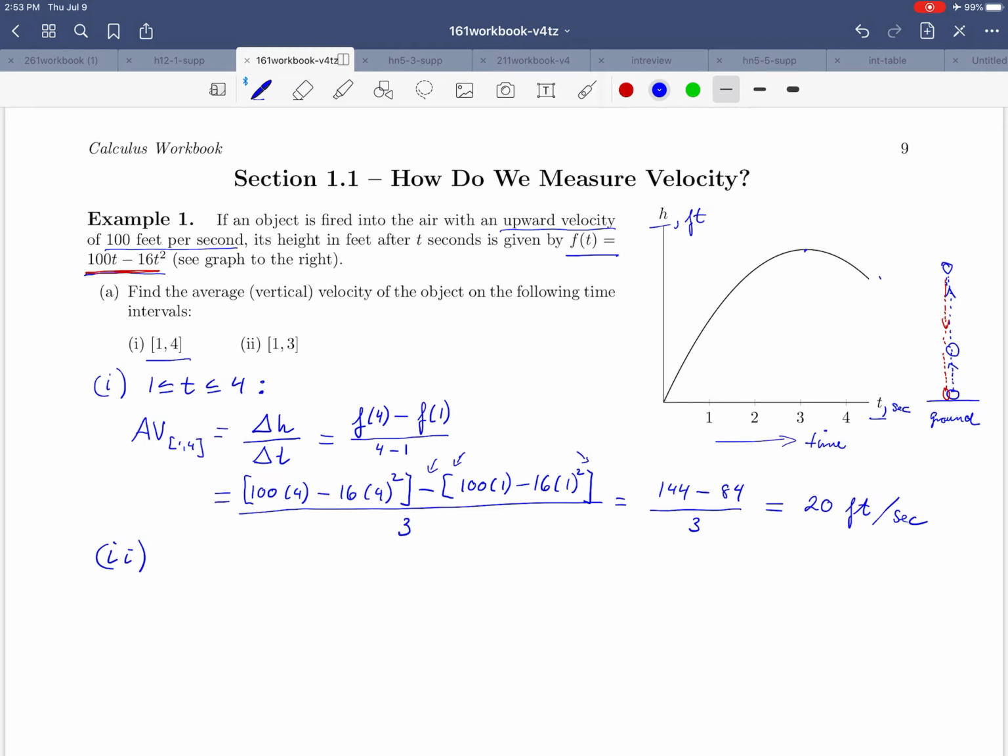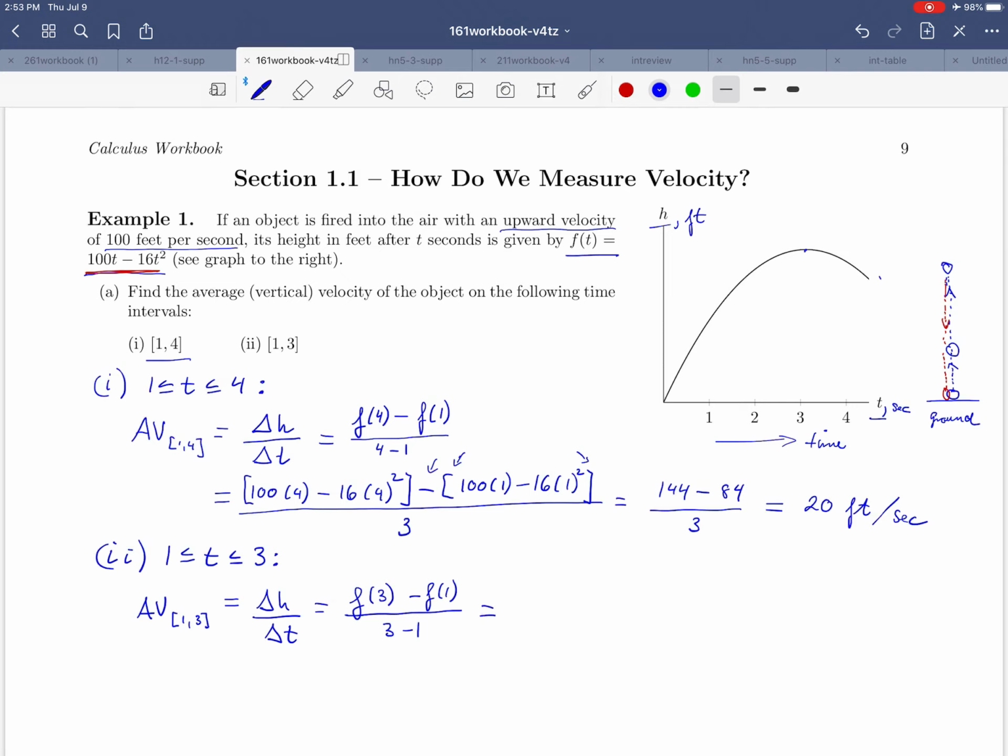So on the second time interval, we are starting at 1 second as well and stop at 3 seconds. So a shorter time interval. Let's see what happens there. The computation is very similar. The only change is the length of our time interval and the ending point of our time interval. But we are still computing the change in height over the change in time. And now we are computing f of 3 minus f of 1 divided by 3 minus 1.